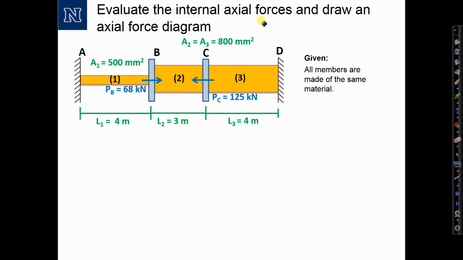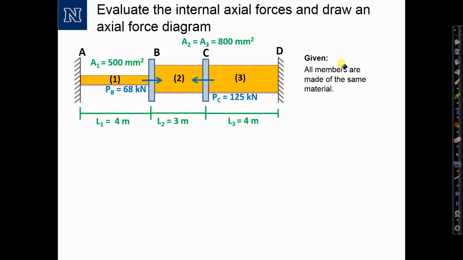So if you look at this problem, we have three bars connected together in series with internal flange plates. The areas of each bar are given, the length of each bar is given, and the system has internal loads of 68 kilonewtons acting to the right at flange B, 125 kilonewtons acting to the left at flange C.